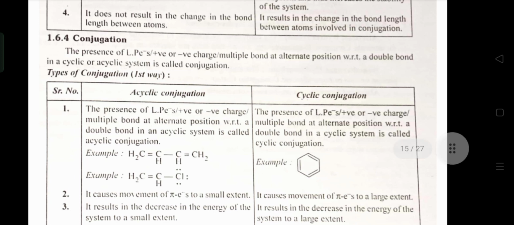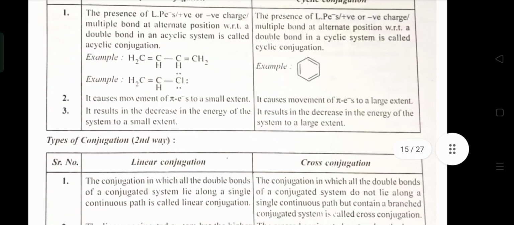Now we will discuss conjugation. The presence of a lone pair, positive or negative charge, or multiple bond at an alternate position with respect to a double bond in a cyclic or acyclic system is called conjugation.